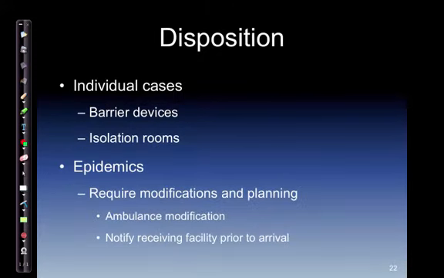As far as the disposition goes, individual cases is something along the lines of a barrier device or isolation rooms. And this would be if you only had one or two patients. And then on epidemics, require modification and planning. Ambulance modification, positive to negative pressure environment. Notify the receiving facility prior to your arrival.